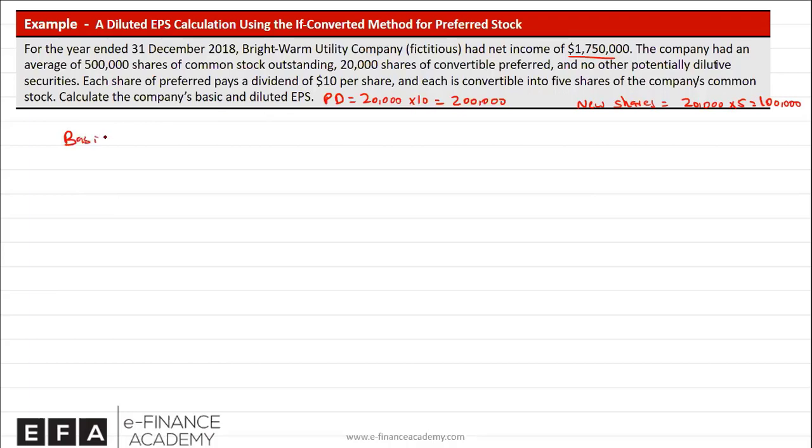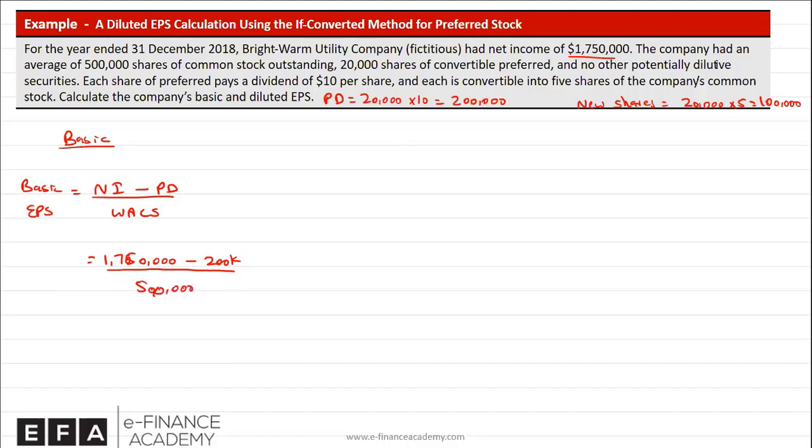So for basic, we make the assumption that we are not going to convert, so we will continue to pay the preferred dividend. Since we are given the net income here, we will start with net income, subtract preferred dividend, and divide this by weighted average common shares. So let's plug in the numbers here. This is 1.75 million minus 200,000, that's your preferred dividend, divided by the weighted average common shares given to us as 500,000, and the answer we get is 3.10.